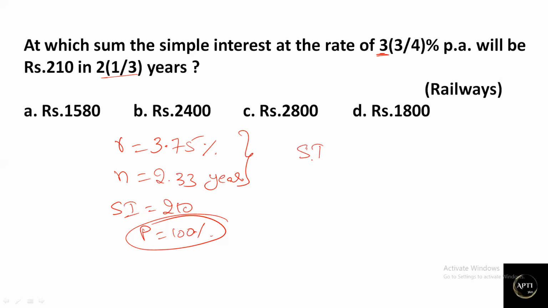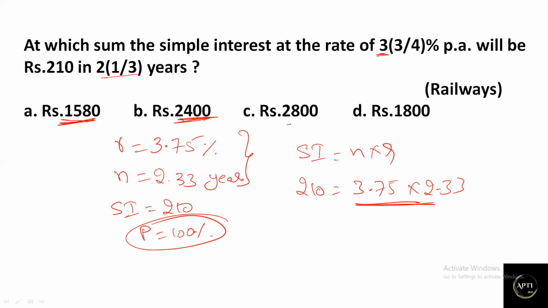What is meant by simple interest? Simple interest is nothing but n into r. Simple interest is 210. N means 2.33 and r is 3.75. Here you need to calculate this multiplication, 3.75 into 2.33. Some students who are good at calculations can calculate using the exact value, and you can also go with an approximate value. If you observe the options, option A 1580, option B 2400, option C 2800, option D 1800.